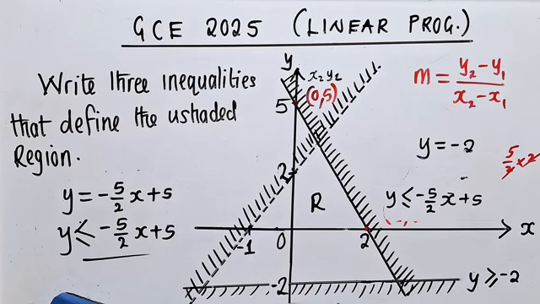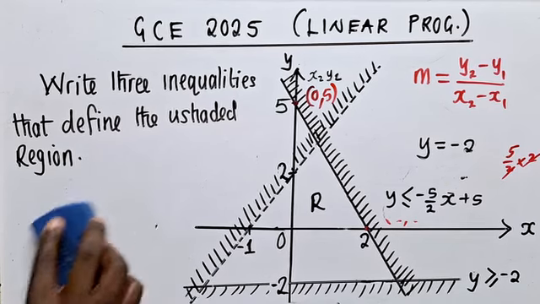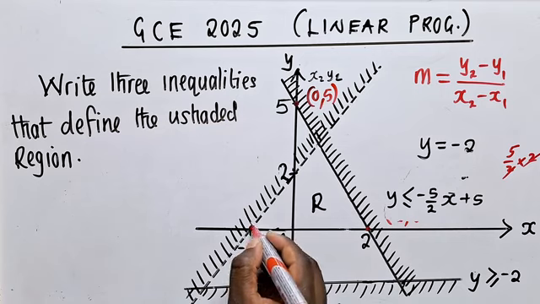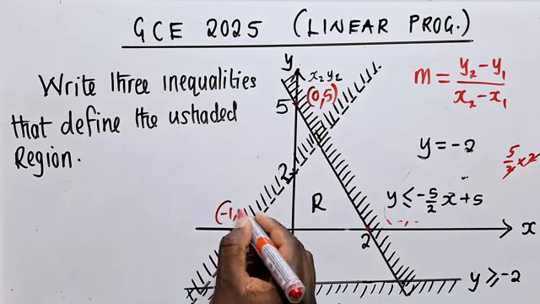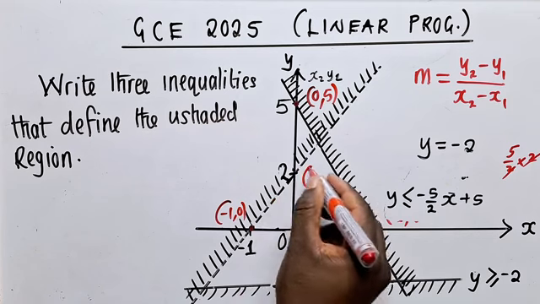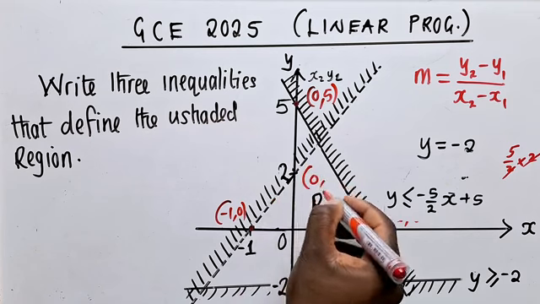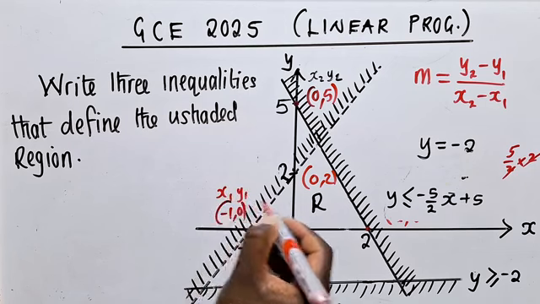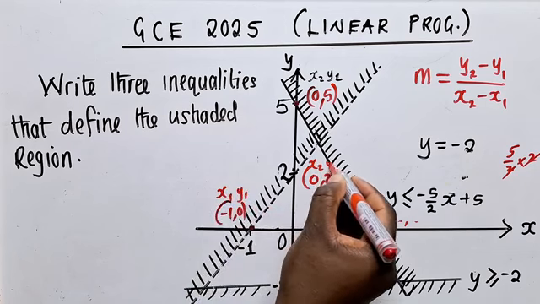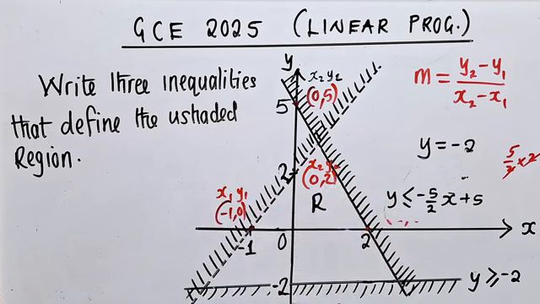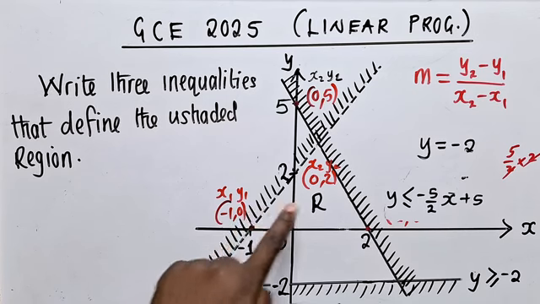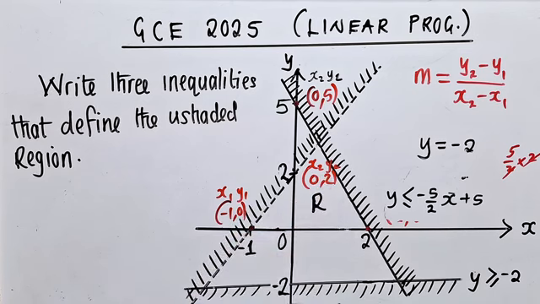Okay, we're remaining with one more inequality. For this inequality, we do the same and identify the coordinates. Here where it's passing, it's -1, 0, while here it's at 0, 2. Also indicate x1, y1, x2, y2. When indicating, just pick one set of the coordinates and give them as 1s. For the other one, you give them as 2s.